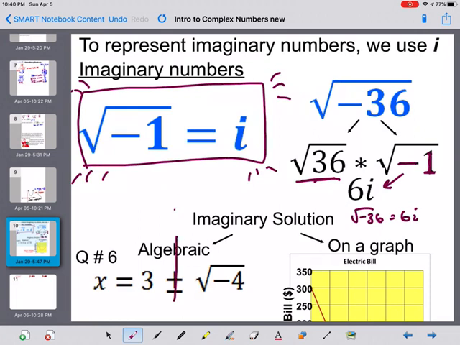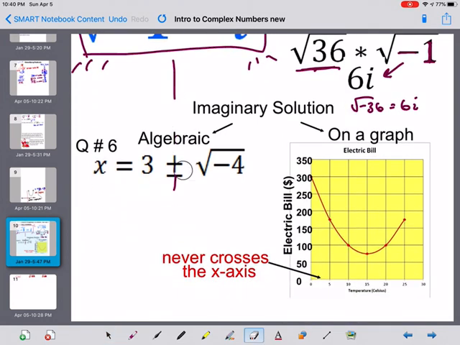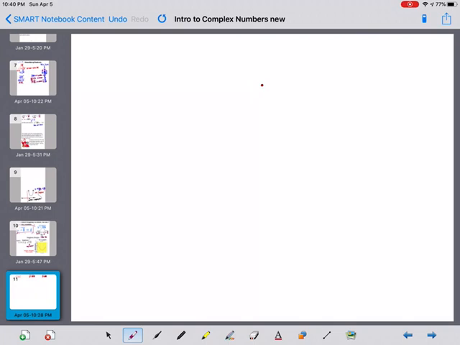Okay, what it means. Imaginary solutions, when you're writing them down, would look like this because they have a negative inside the square root. On a graph, it never crosses the x-axis. So if you want to take a second to jot that down, pause it. And here are 3 examples.